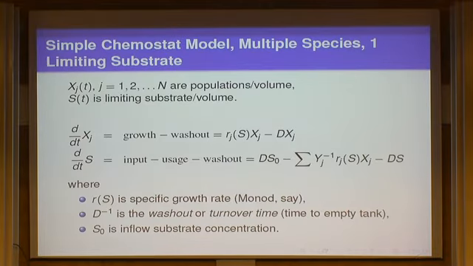Okay, so here are the equations. For the simplest possible equations for such a thing, you have a bunch of populations, and let's say you have one limiting resource. The populations grow at some rate, and then they get washed out at some rate, and the substrate is used at some rate with a yield coefficient here. You have an input rate and also a washout rate as well.